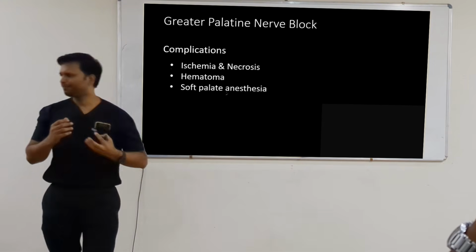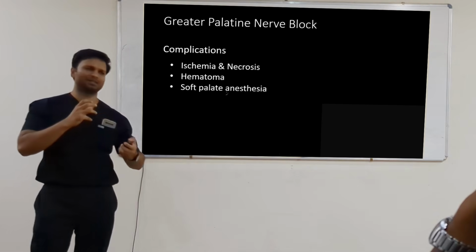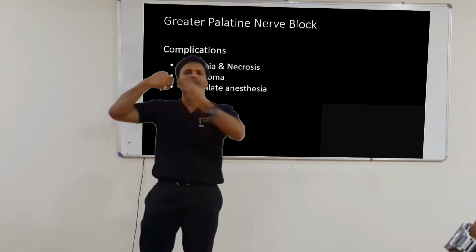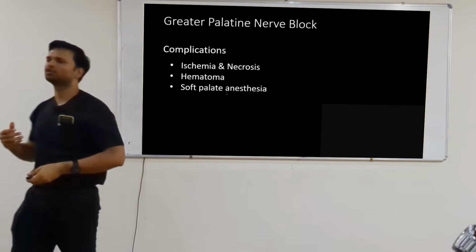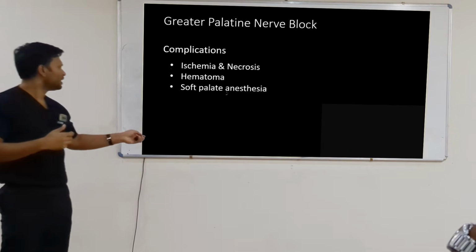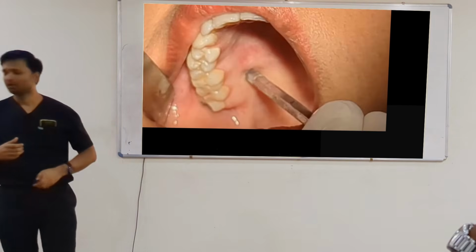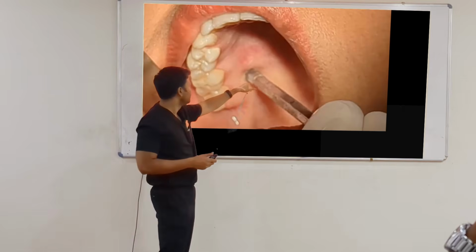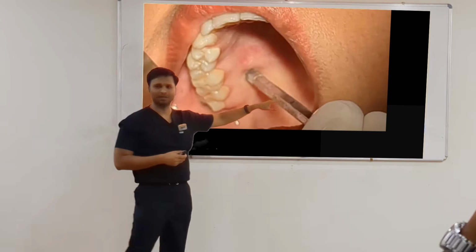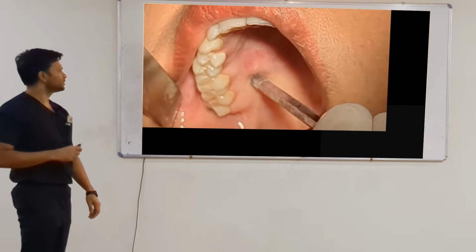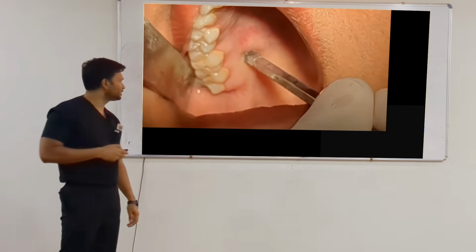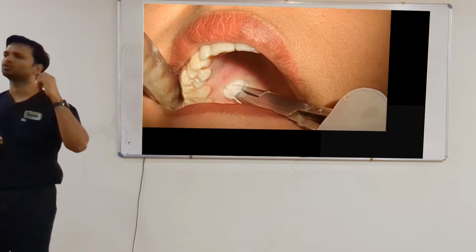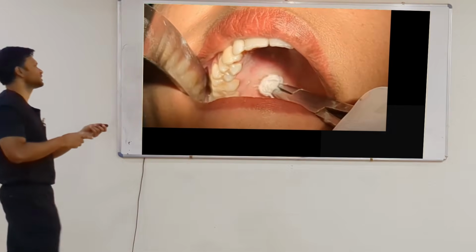And if you have not deposited the LA at correct position, or the LA solution ज़्यादा deposit किया and it flows backwards, so you might see soft tissue anesthesia in the soft palate region. So this is the video, my video. So you can see I have already located the foramen with the mouth mirror handle. So this is the side where we are going to insert the needle. I'm going to apply topical anesthetic with a small gauze that is soaked with topical anesthetic spray.